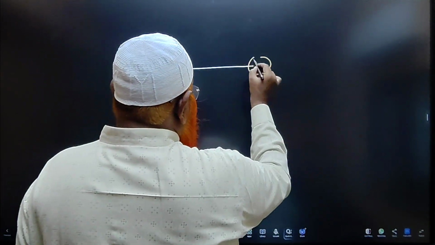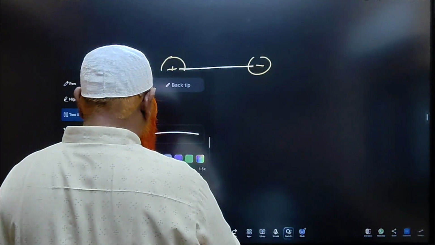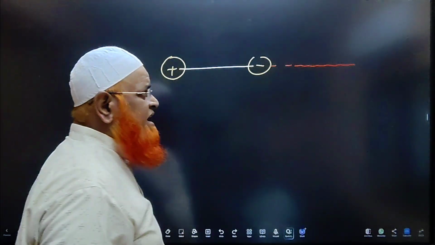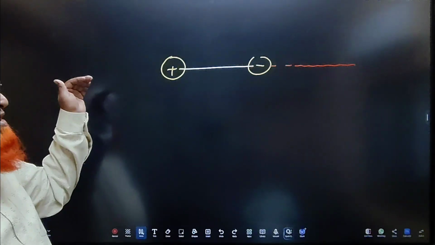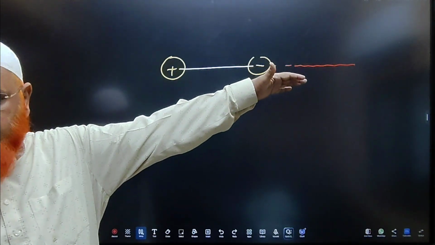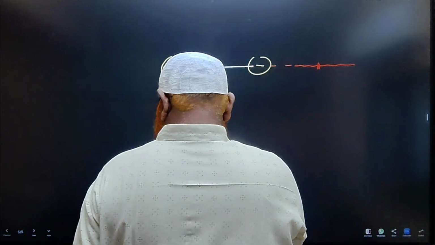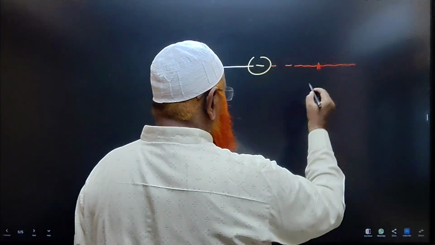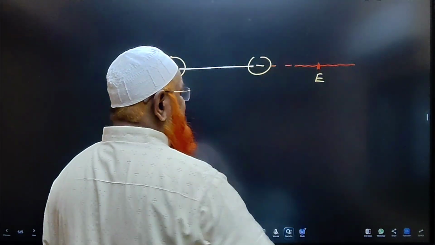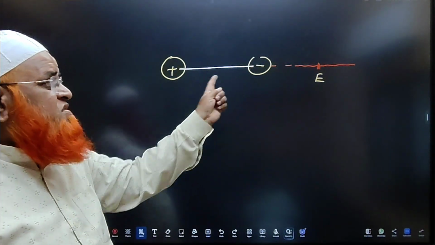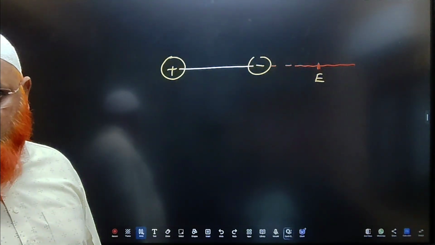This is an electric dipole, and this is called the axial line, the axial line of the electric dipole, which passes through the axis of the two poles. At certain points, you need to find the electric field intensity because of this electric dipole. You have to find that now.